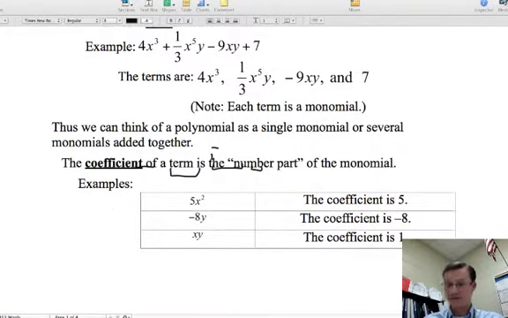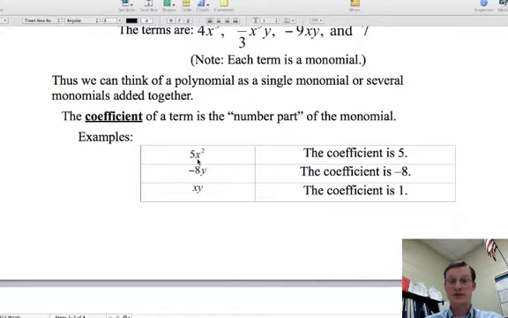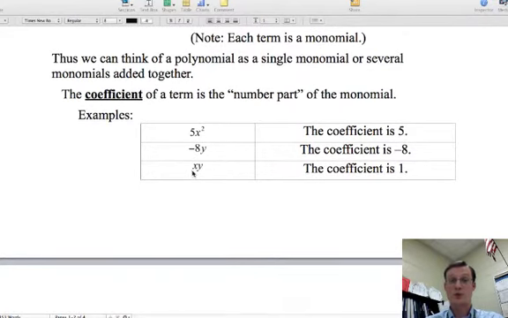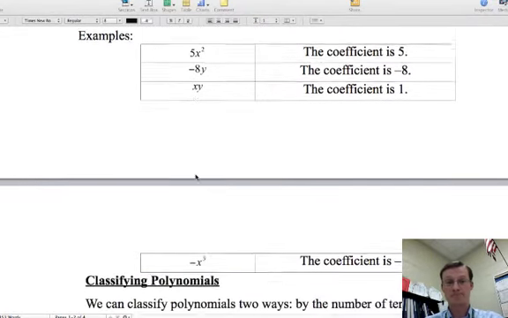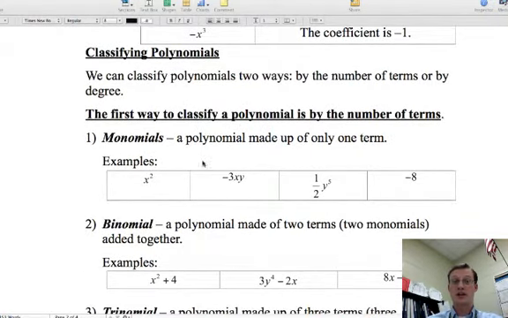Now we also have coefficients. It's basically the number part. It's what's in front. So the coefficient of the term 5x squared is 5. The coefficient is -8. The coefficient is 1, even though you don't see any number there. And we can classify polynomials in two different ways. We can either classify by the number of terms or by the degree.